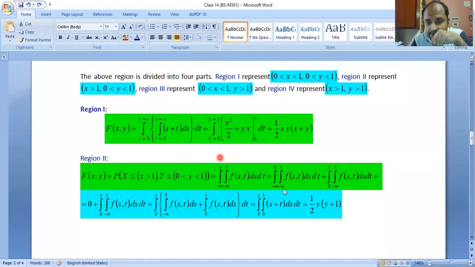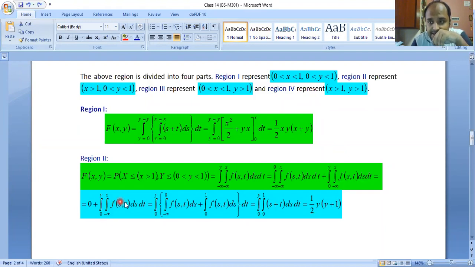Now this limit has been divided into 2 halves. The outer limit, minus infinity to y, has been divided into two halves: one is minus infinity to 0 and the other is 0 to y. In the region from minus infinity to 0, the integrand will be 0. Whatever you put, that will be 0 because of the definition of the function. That thing will vanish. Here we are left with only this portion: integration 0 to y, integration minus infinity to x, f(s,t) ds dt.